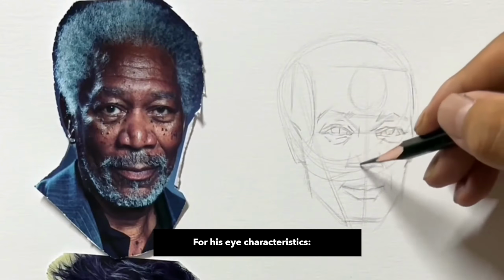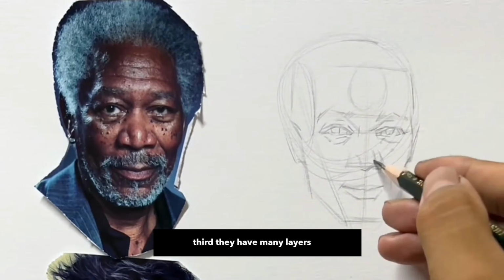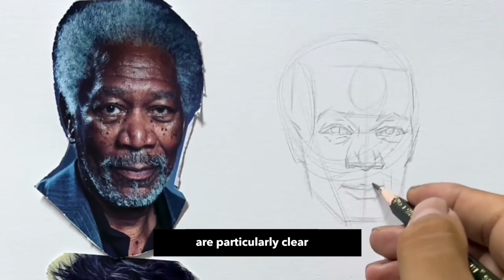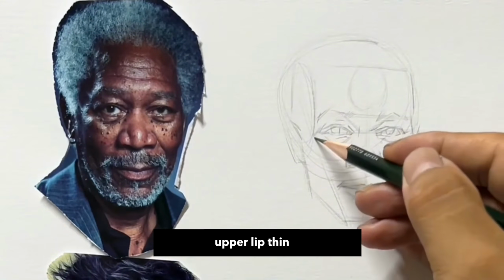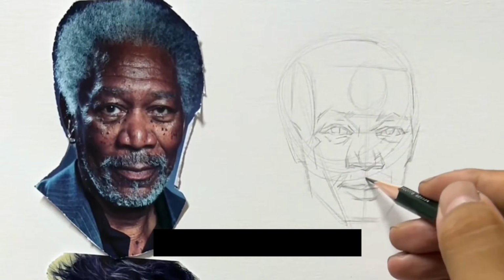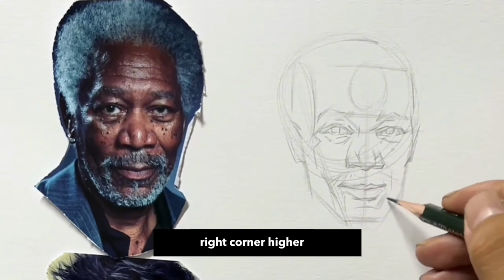For his eye characteristics, first, they're large. Second, they're wide. Third, they have many layers, double eyelids, drooping corners. These layers are particularly clear. His eyes are very heavy. The nose tip is rounded, upper lip thin, lower lip thick. These are all his basic characteristics. Both mouth corners turn slightly upward, left corner lower, right corner higher.